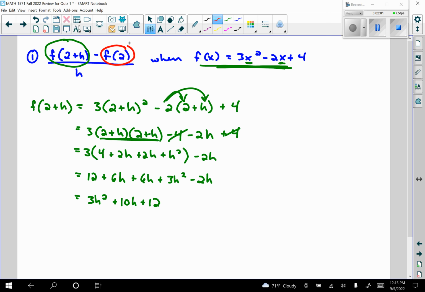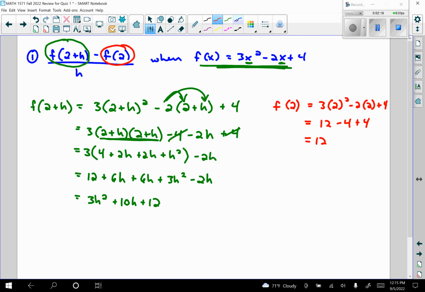Next, I want to go ahead and evaluate f of 2. So this becomes 3 times 2 squared minus 2 times 2 plus 4. 2 squared is 4. 4 times 3 is 12. And then we'll get a minus 4 plus 4, so this is 12.